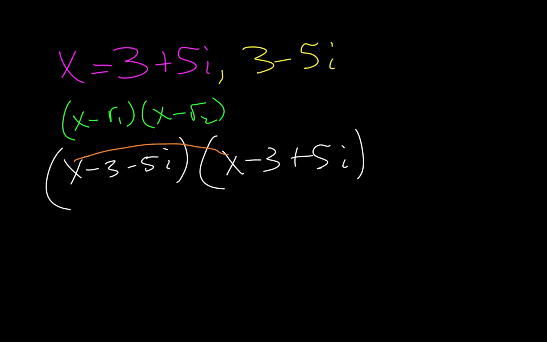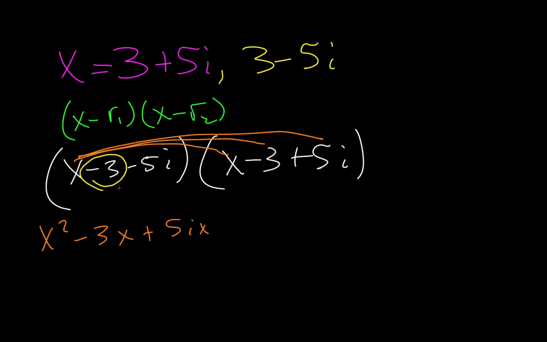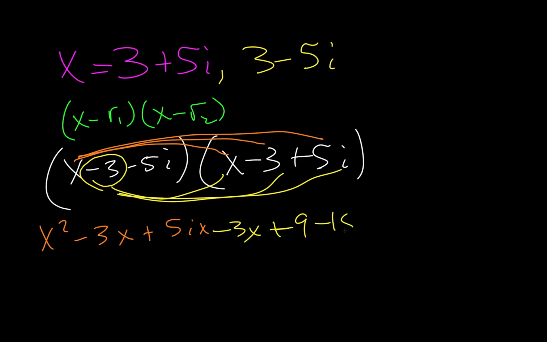So I'm going to multiply x by all three of those. So x times x is x squared. X times negative 3, negative 3x. X times 5i is 5ix. Now in yellow, I'm going to multiply everything by negative 3. So all three pieces. So negative 3 times x, negative 3x. Negative 3 times negative 3, positive 9. Negative 3 times 5i is negative 15i.